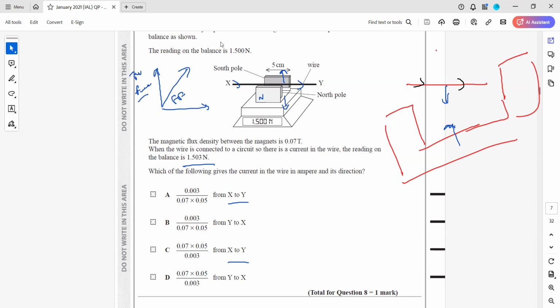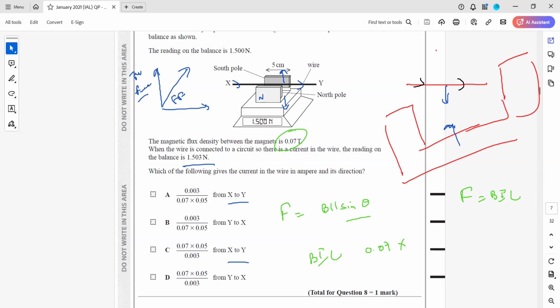The magnitude of the force is F equals BIL sine theta. The wire is perpendicular, so sine 90 is 1, so it will be BIL. B is the strength of the magnetic field, 0.07. I is the current passing through, which we need. So we can use the formula F equals BIL, where F is the force on the wire.